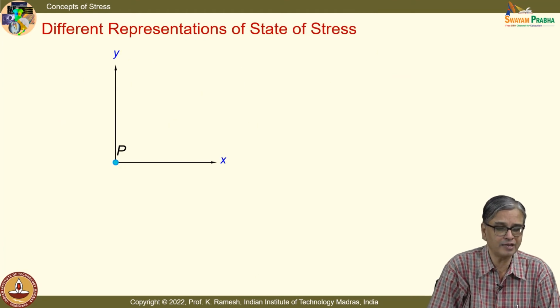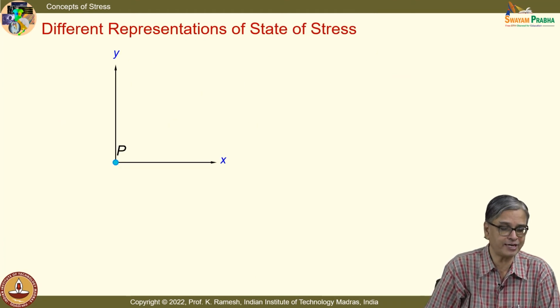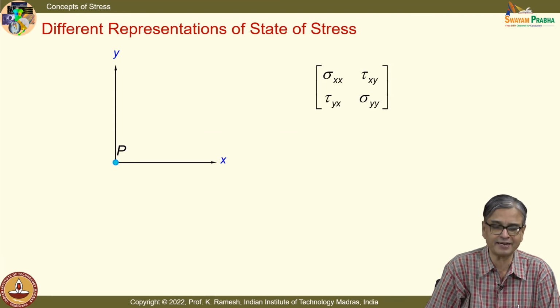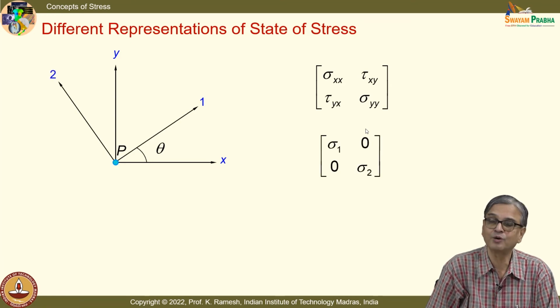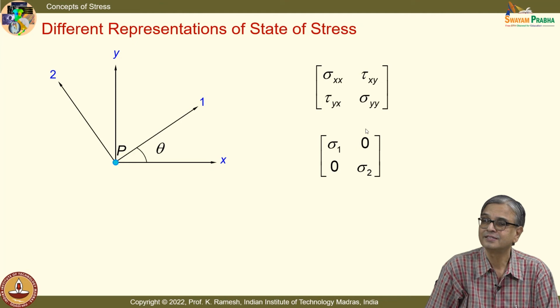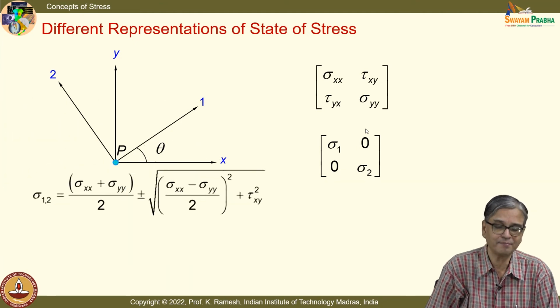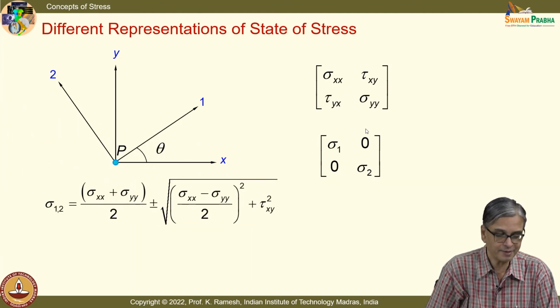Now, we will also appreciate and put it in black and white whatever I have said. I can represent the stress tensor as sigma x, sigma y, tau xy, tau yx, or I can also express it in a simplistic manner as sigma 1, sigma 2, 0, 0. Is the idea clear? My reference axes become different.